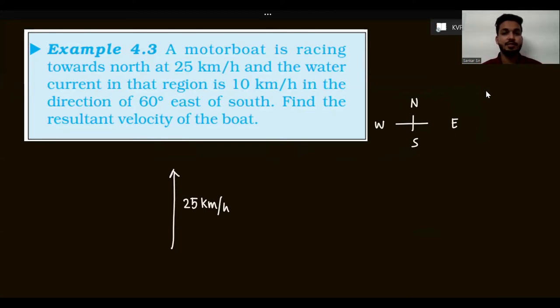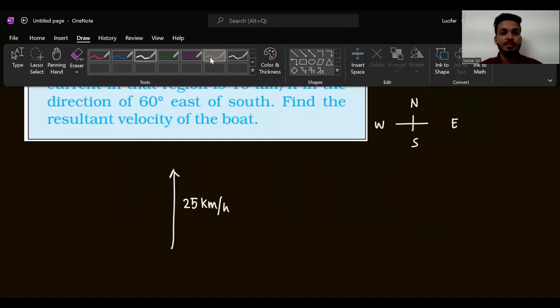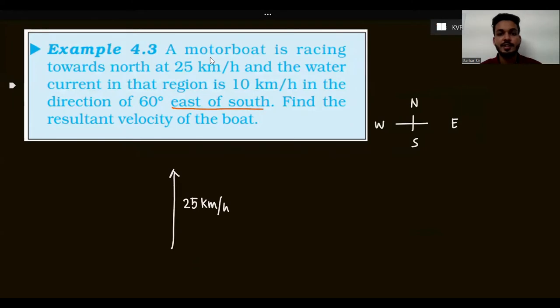Okay, and then this water current is actually going in 60 degree east of south. So here I'll teach you how to understand this. East of south means you will start at south. From south I will go 60 degree east. Whenever you get a convention like this, always look for the last word, south. East of south means I start at south. From south, I go 60 degree towards east.